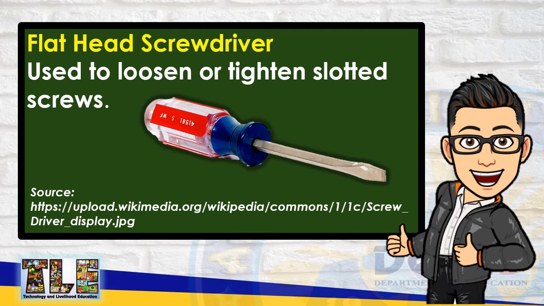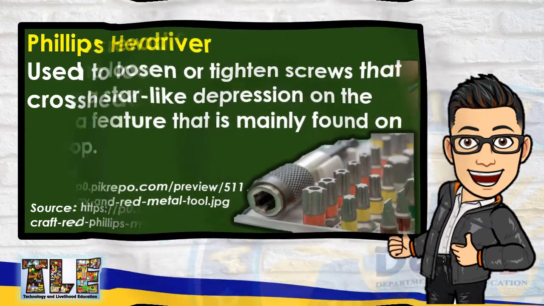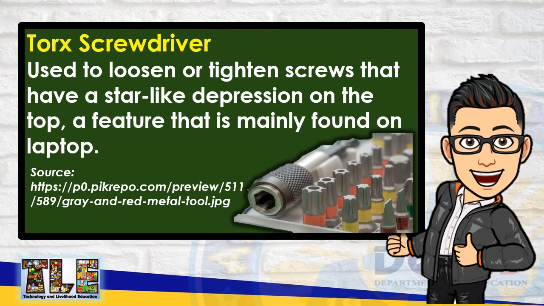The first one is the flathead screwdriver. When we say flathead screwdriver, it is used to loosen or tighten a slotted screw or negative screw. We have the Phillips screwdriver or Phillips head screwdriver. It is used to loosen or tighten cross head screws, positive screws rather.